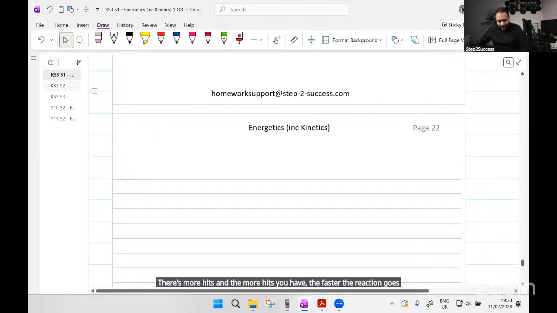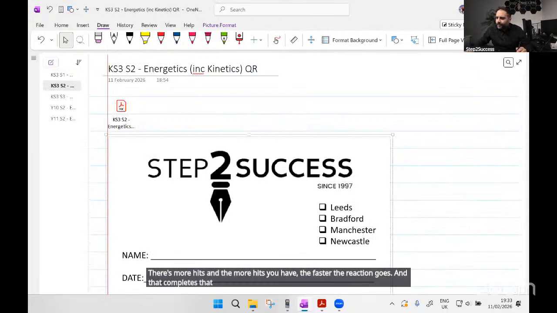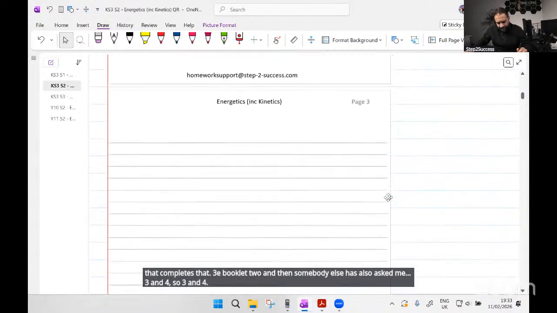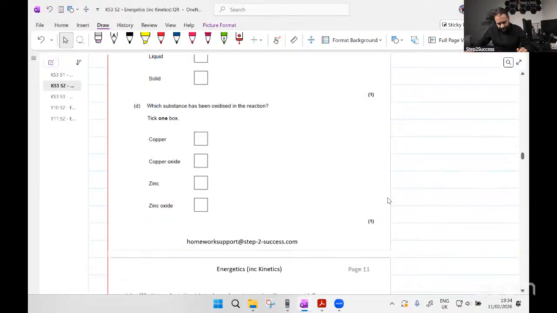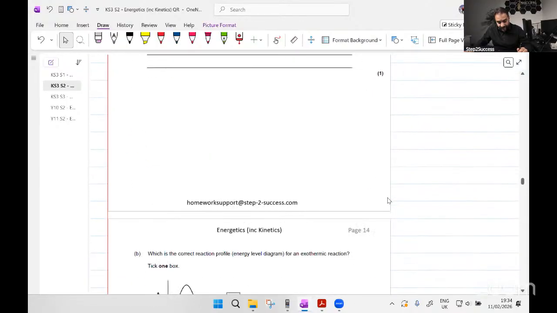And that completes that. 3E, booklet 2, and then somebody else has also asked me 3 and 4. So 3 and 4. It's 3 on. There it is.